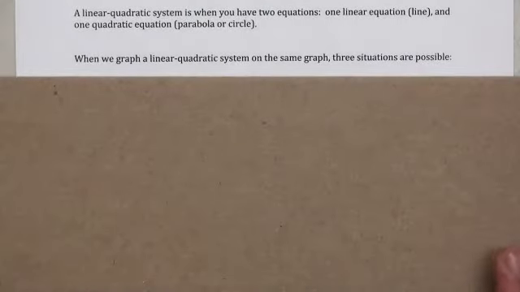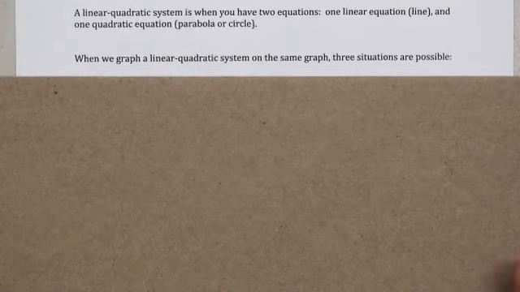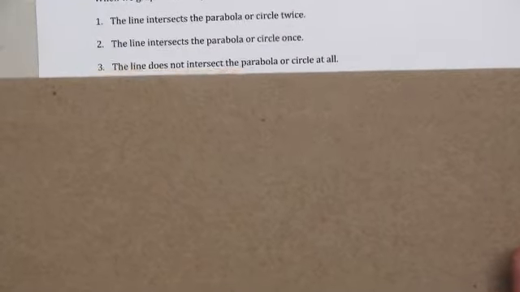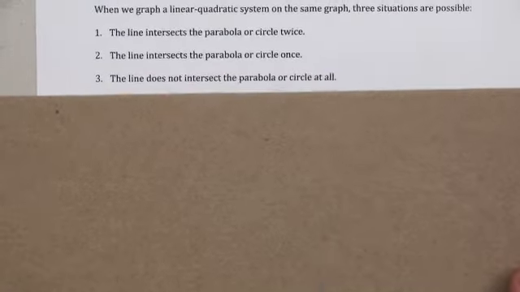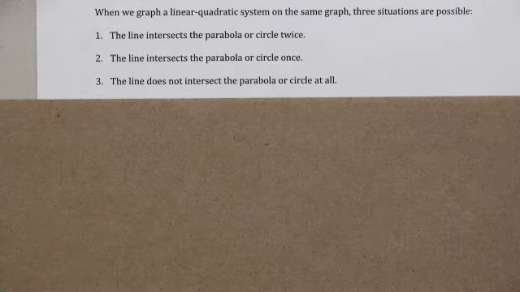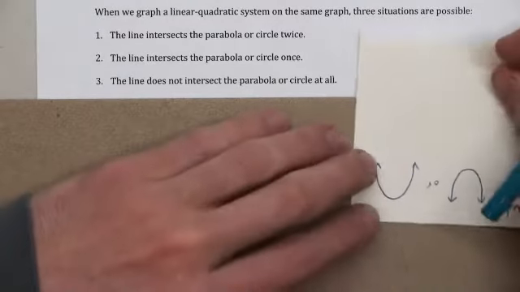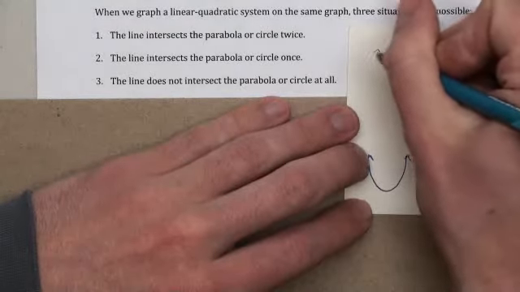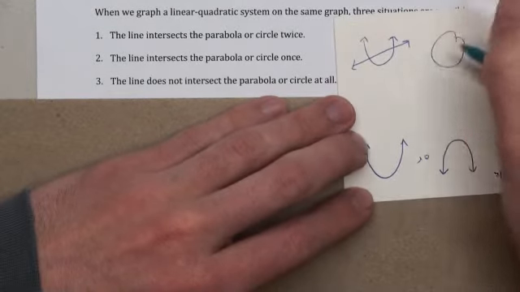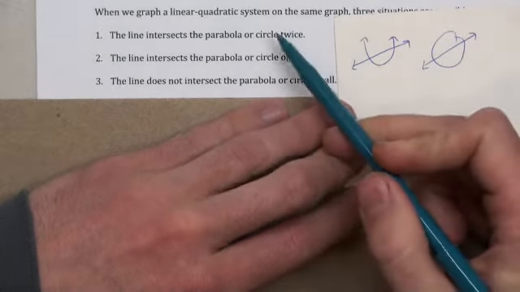So when we graph a linear quadratic system on the same graph, three situations are possible. The first situation is that the line intersects the parabola or the circle twice. So in other words, it could be like this, or you could have a circle and it could be like this. That's the first option.